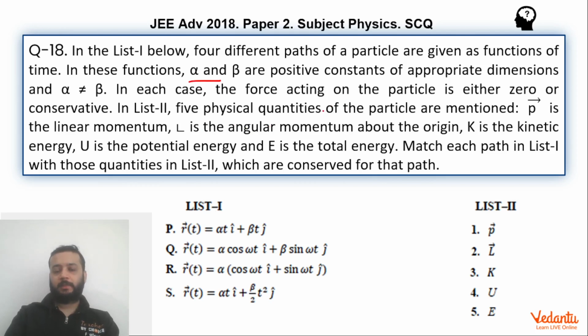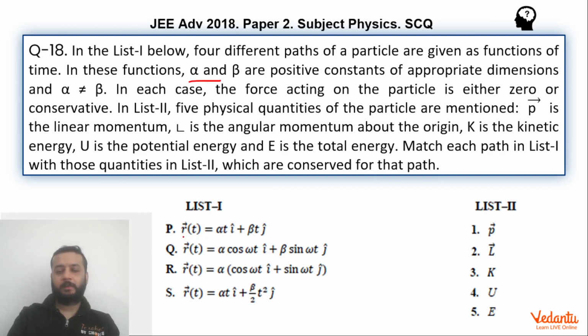It has also been given that there are five quantities that are being defined for the particle: linear momentum p, angular momentum L about the origin, kinetic energy K, potential energy U, and E is the total mechanical energy. It is given in the question that the force acting in each case P, Q, R, S is either zero or conservative in nature. So basically we have to find which quantities will be conserved for each entry.